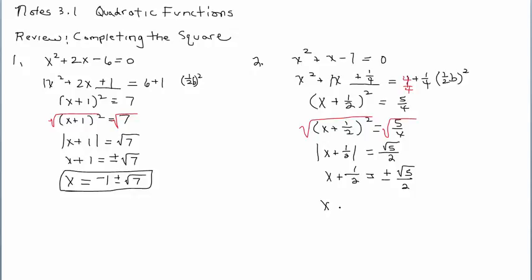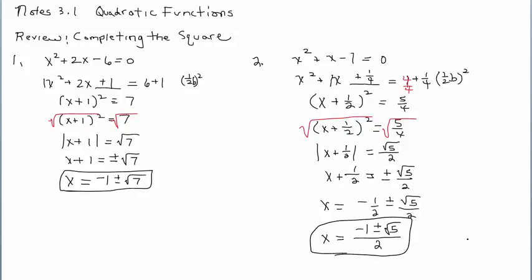To isolate the x, we're going to subtract a half. We're finished. If you notice that you have a common denominator, you could rewrite the solutions as a single fraction. You could put both the fractions over just 2, negative 1 plus or minus the square root of 5.